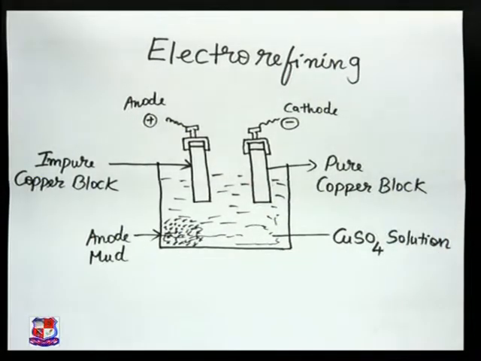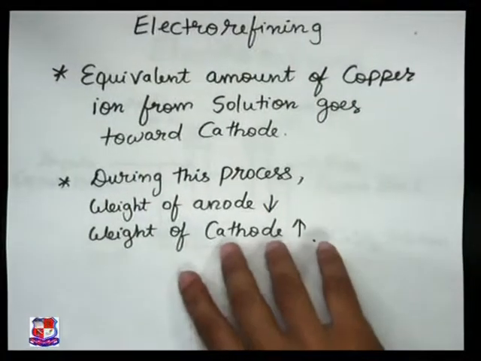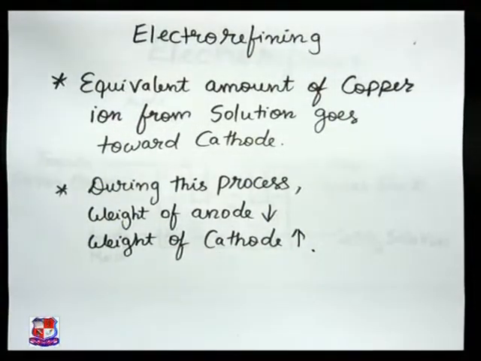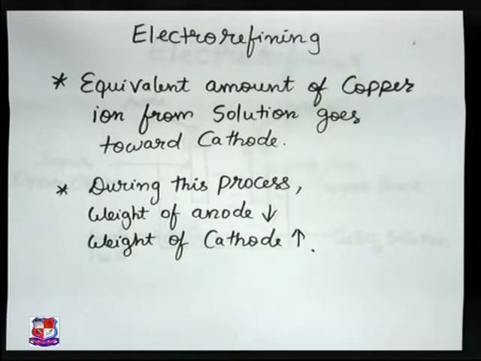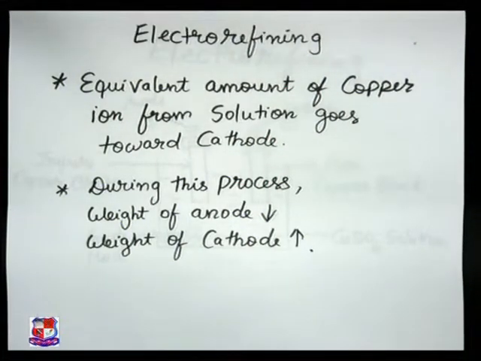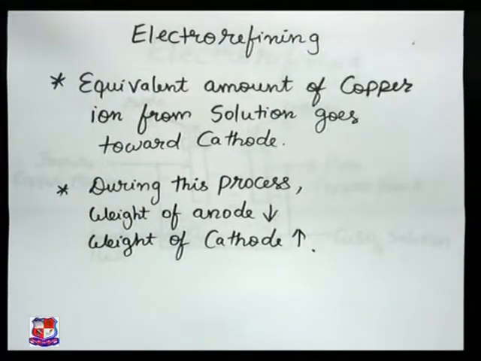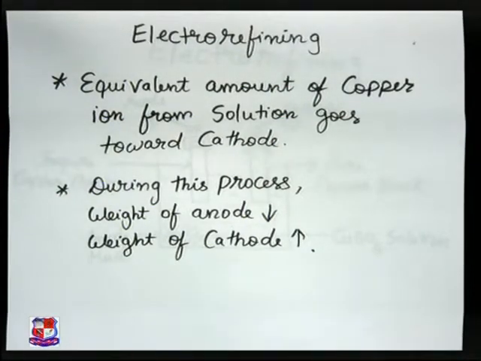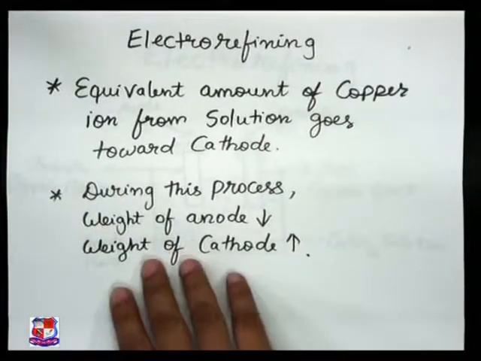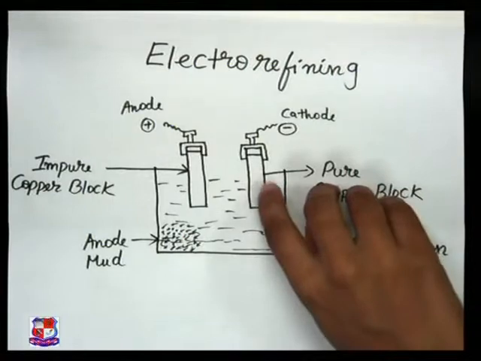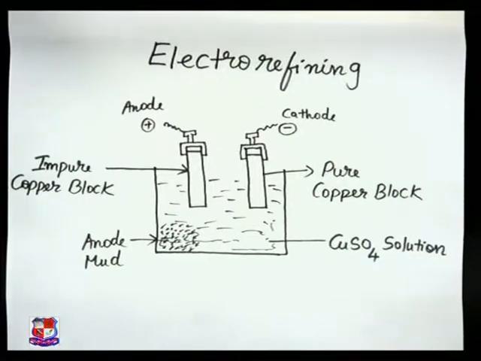One has to remember this point in mind. You can see here the words, that is, an equivalent amount of the copper from the solution goes towards the cathode. This is what is said. Whenever you are passing current, copper at the anode gets oxidized and passes into the solution and goes to the cathode. As our pure metal is getting deposited at the cathode, it is but obvious that the weight of the cathode is going to increase. So during this process, you can clearly see the weight of this cathode is going to increase and the weight of the anode is going to reduce. This one has to be remembered.